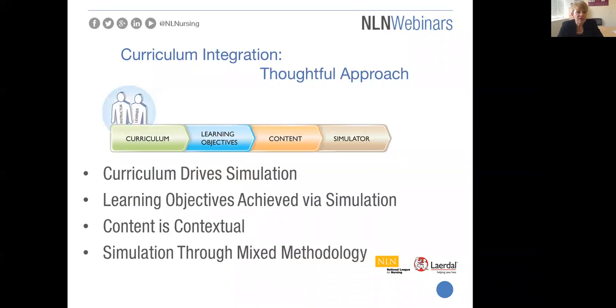Curriculum integration is the area that, as we think about assessing and cultivating, is extremely important, because curriculum is where we get our learning outcomes, our content, and it drives how we're going to develop and use simulation. It shouldn't be the other way around. I think we need to look at our curricula in general and find out where the gaps are and where the teaching strategy of simulation may be the best approach to achieving the course learning outcome, the level learning outcome, or the program learning outcome.